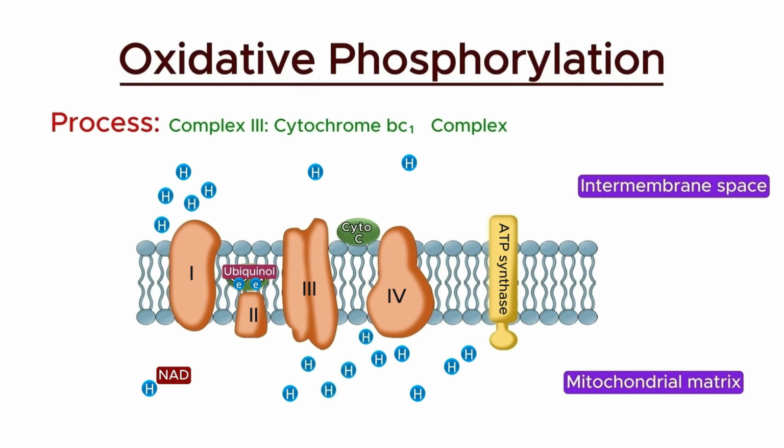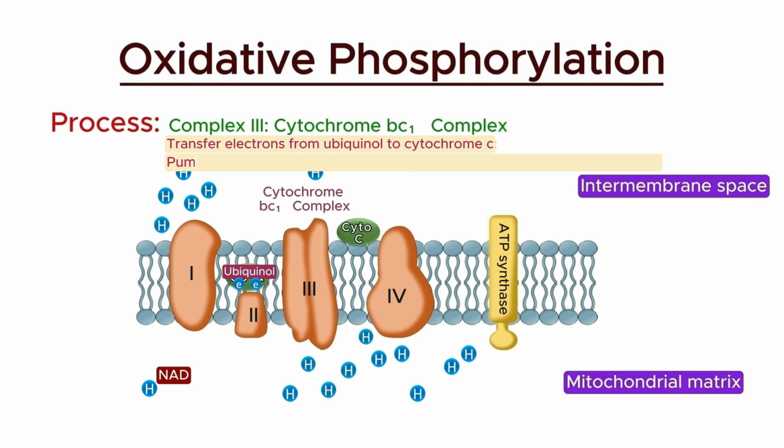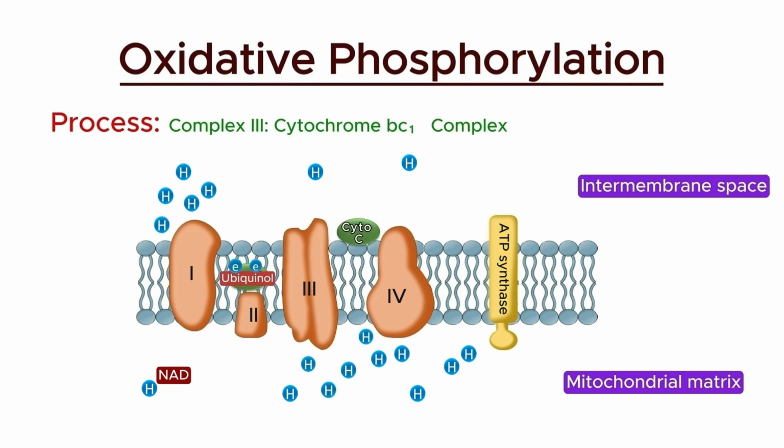also known as the cytochrome B and C1 complex. Cytochrome B-C1 complex is responsible for transferring electrons from ubiquinol to cytochrome C and for pumping protons from the mitochondrial matrix into the intermembrane space. First, ubiquinol is oxidized at complex 3, releasing 2 electrons and 2 protons.